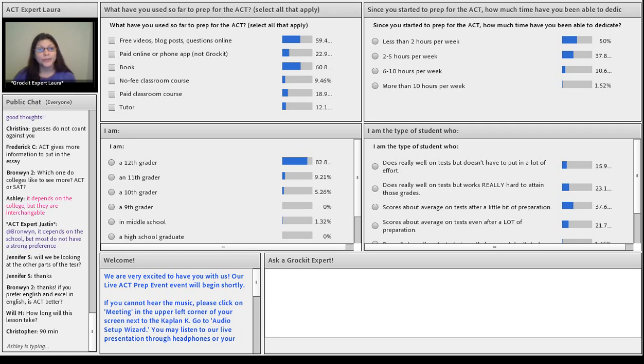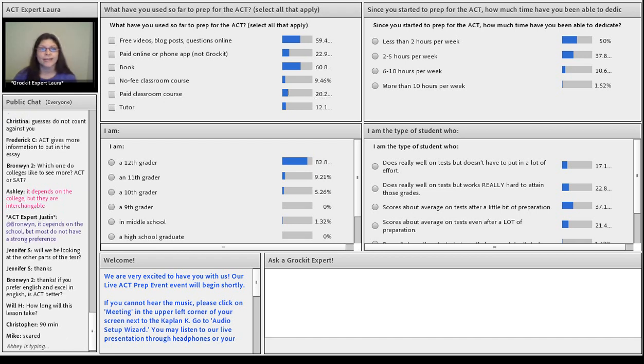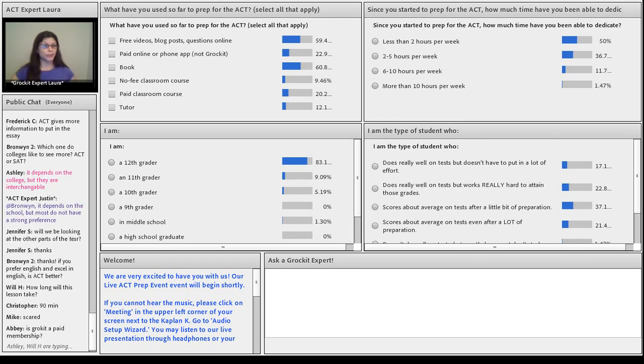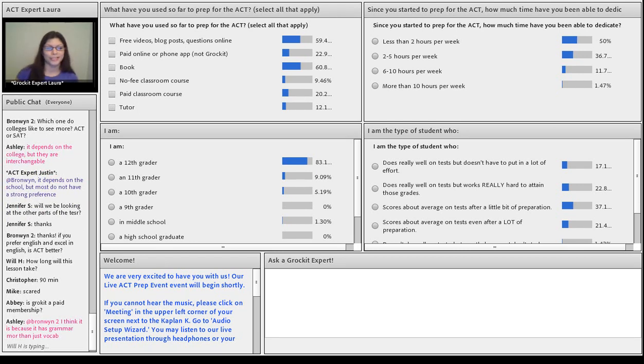And then if you have less than 2 hours per week to study, look at that, you're in the majority. So what we talk about is maximizing the time that you do have, because you can't actually study 24 hours a day. And if you're scared, don't worry, we're here to reduce your stress and help you increase your score.